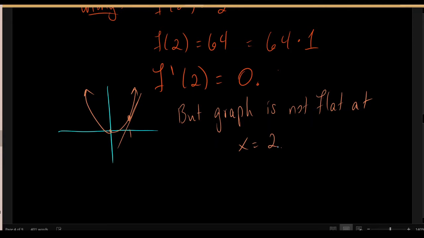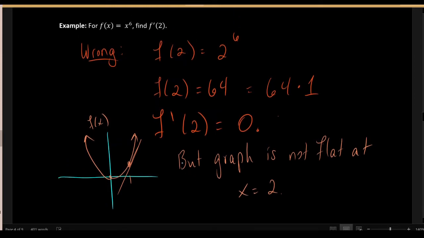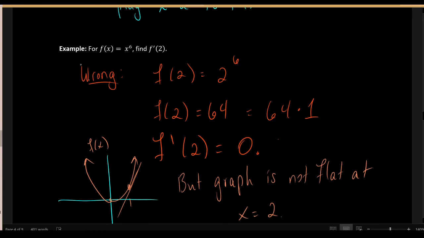That's a sure sign that something has gone wrong. The value of the derivative can only be equal to 0 at a location where the original function was horizontal. If you're getting 0 for the derivative at a location where the original function is not horizontal, something has gone terribly wrong. In this case, the error was to plug in 2 before finding the derivative function.